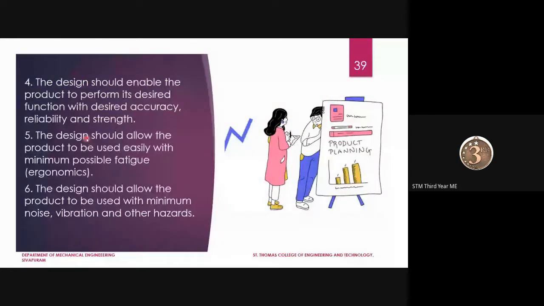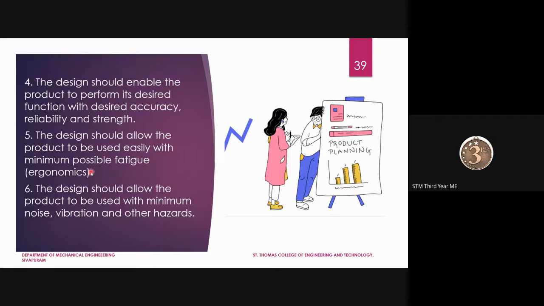Fourth one was to perform its desired function with desired accuracy, reliability, and strength. That was the fourth point. Then fifth point was to be used with minimum possible fatigue. So it must not provide any type of stress when being used. It must have a simple design. So that is the fifth point.